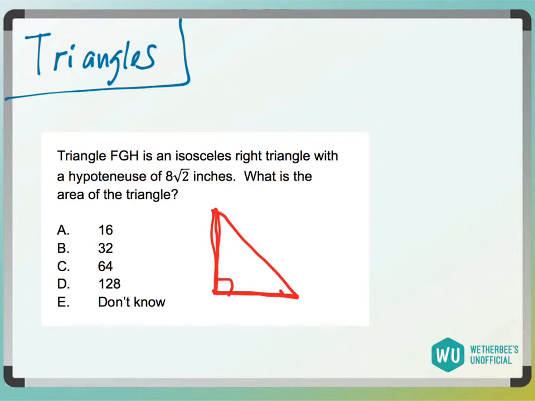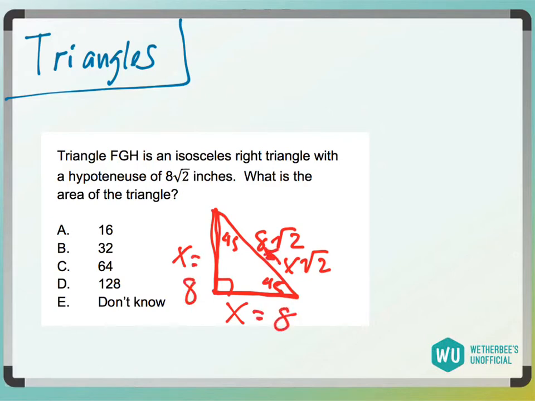So it has a hypotenuse of 8 root 2, right? So let's go, this is 8 root 2. We want to know the area of the triangle. You can know these ratios, right? So in an isosceles right, or also called a 45-45-90, you can know that it's x root 2, right? So if this is 8 root 2, my x is 8, making this 8, making this 8, right?